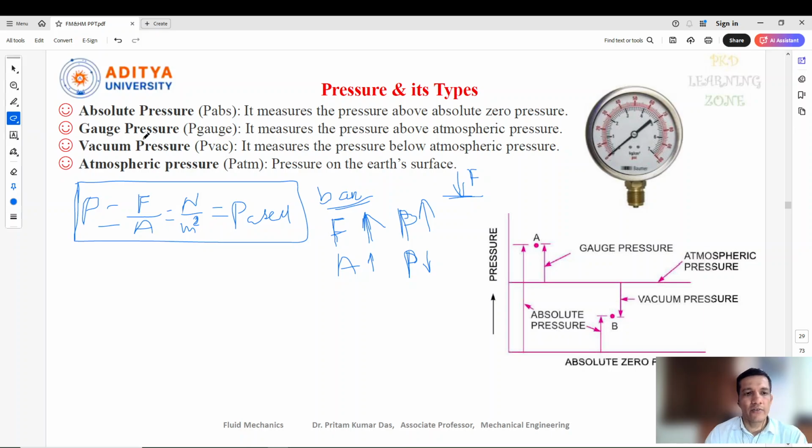This pressure is categorized into four types: absolute pressure, gauge pressure, vacuum pressure, and atmospheric pressure. Now the point is why we discuss this pressure and why it is required for us. We know that around us, in our surroundings, there is air, and air has a pressure. If the pressure of this air increases or decreases, it will be difficult for us to sustain in that. So we should know what kind of pressure level is there in our surroundings.